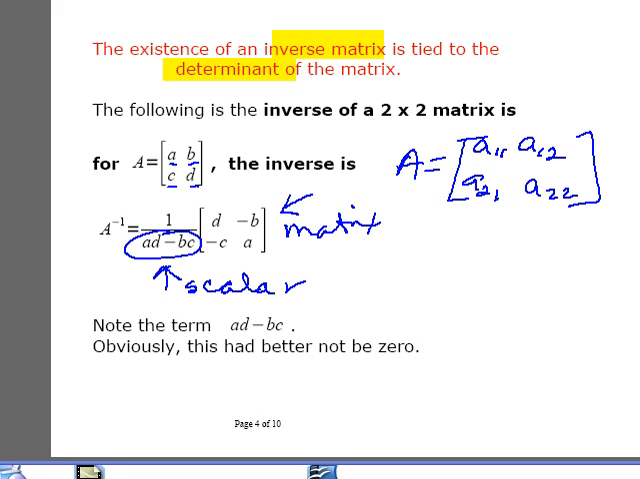This can't be 0 because you can't divide by 0. If it's 0, then the inverse doesn't exist. If it's not 0, then the inverse exists. This is the determinant of the matrix.